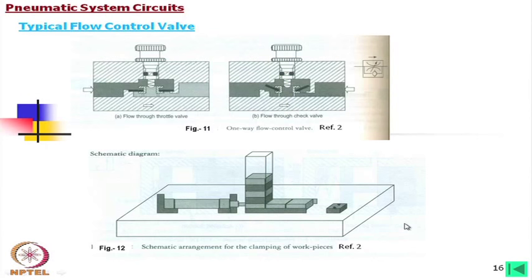Now, if we look into the valves, we have not studied the valves in detail. So, this is a typical flow control valve, and practically this is a throttle type of thing. When we rotate this one, gradually this passage is decreased. That means the annular space is decreased and in that way the pressure and flow rate is controlled.